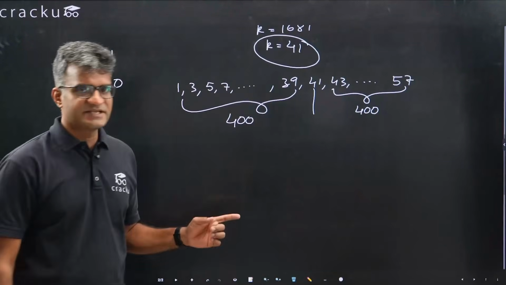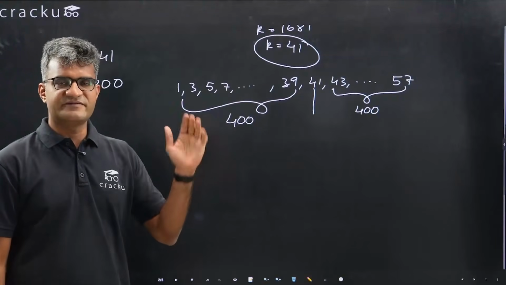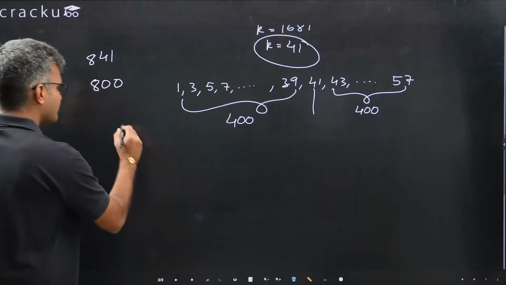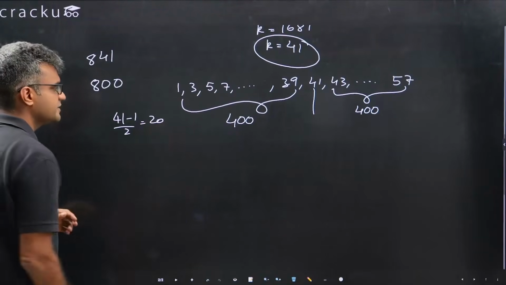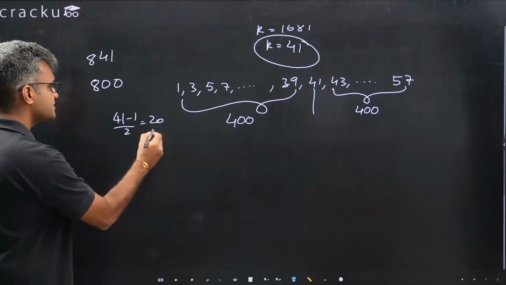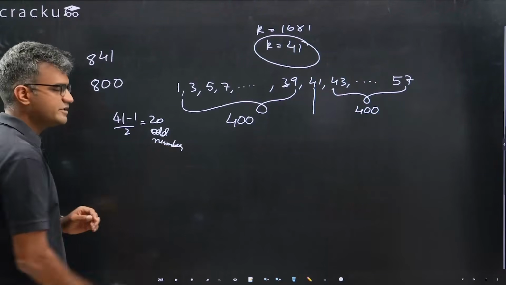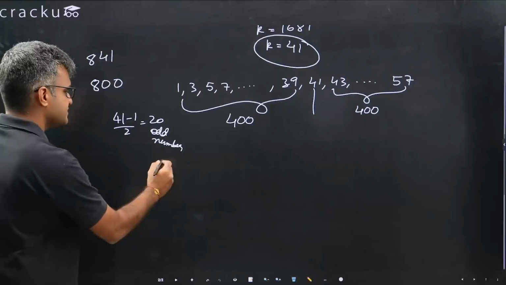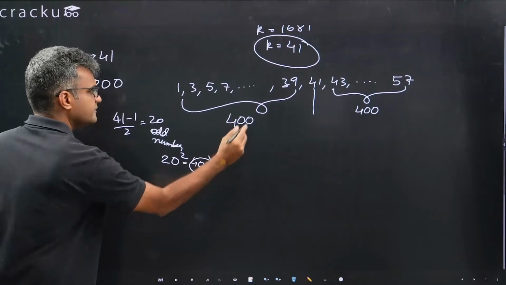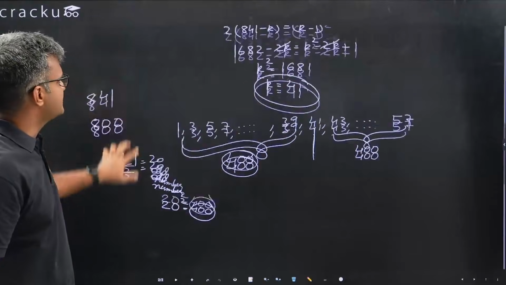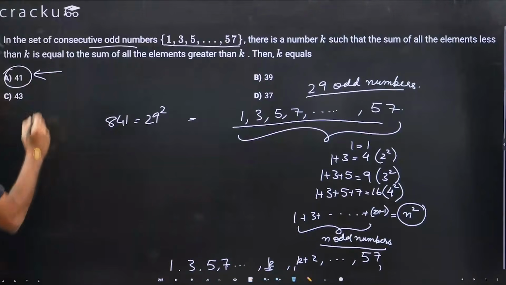What we are essentially saying is, how many odd numbers are there before 41? That is 1, 3, 5, 7, and so on till 39. The number of odd numbers is (41 minus 1) by 2, which is equal to 20. There are 20 odd numbers before 41. And what is the sum of the first 20 odd numbers? The sum of the first 20 odd numbers is 20 square, which is equal to 400 over here. So anyway, the answer for this particular question is option A, which is 41.